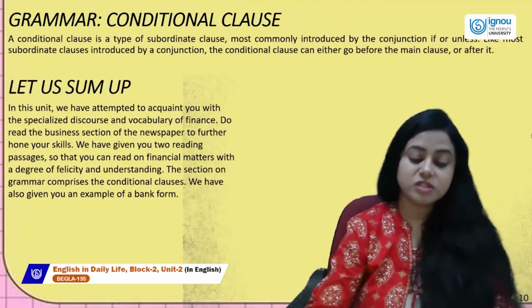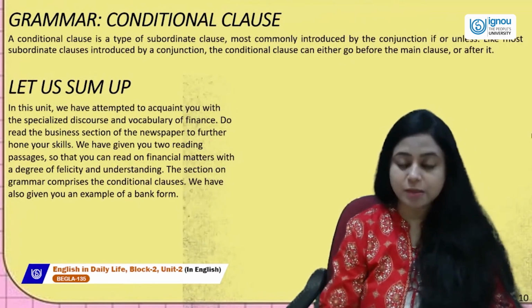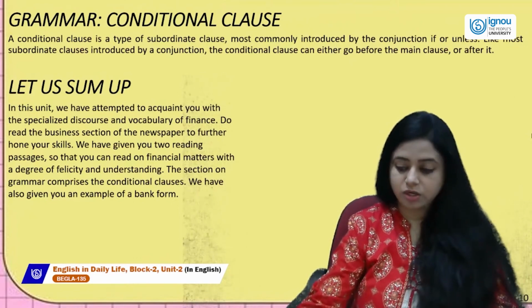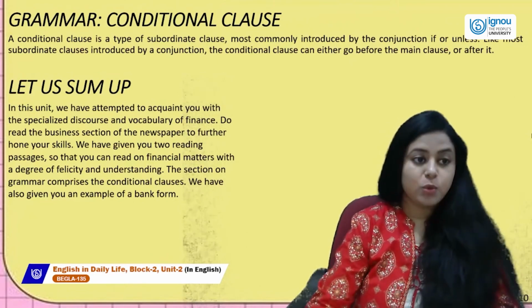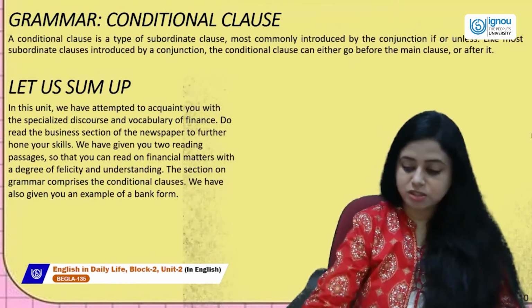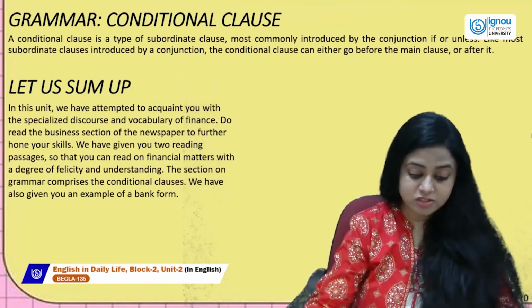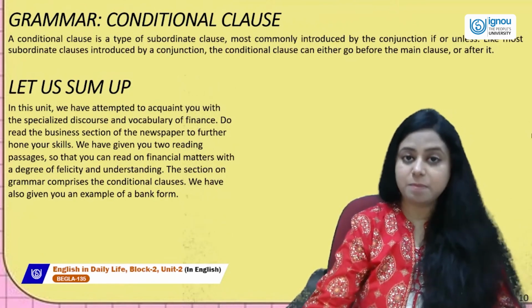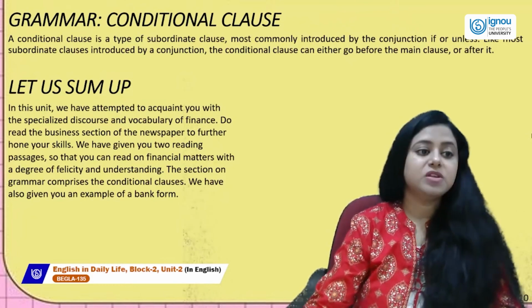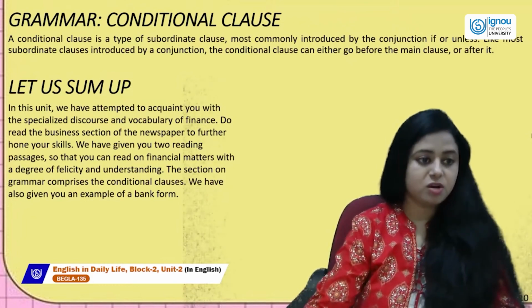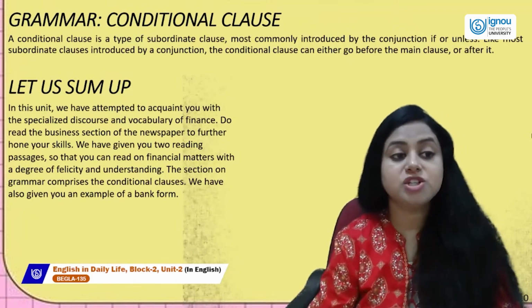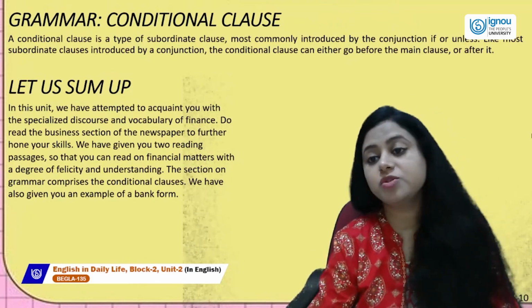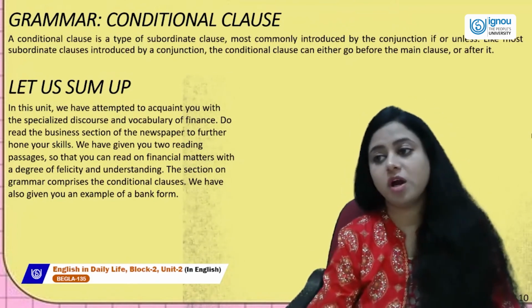So clauses are a group of words that includes a subject and a verb, usually only a part of the sentence. What are subordinate clauses? These are a group of words that is not a sentence, but that adds information to the main part of the sentence. Okay? So clauses, subordinate clauses, and a conditional clause is a type of subordinate clause most commonly introduced by the conjunction if or unless.